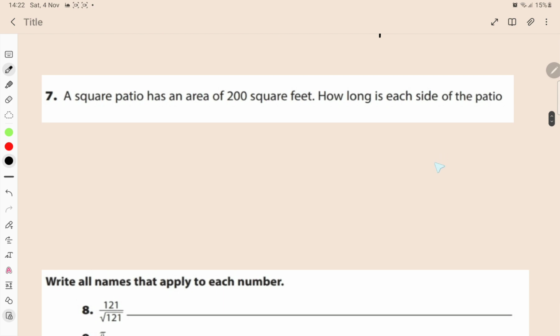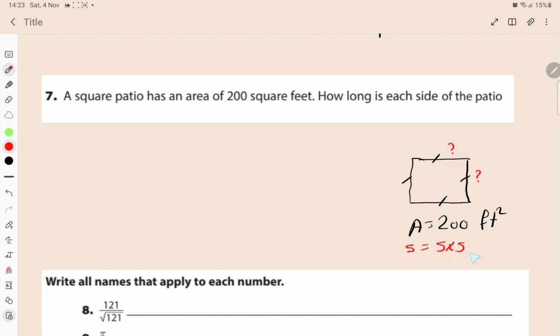A square patio. I have a square patio, which means that all the sides are the same. And here he is saying that the area is 200 feet squared. And he is asking about each side of this patio. We know that the area is equal to side times side, which is the same as side squared. So now you know that side squared is 200.